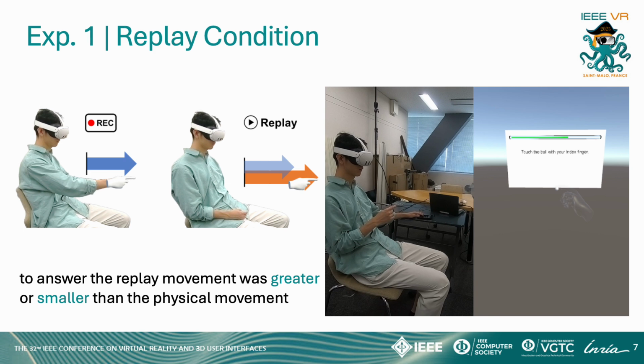In the replay condition, after participants performed each reaching movement, they viewed a replay of that movement which was scaled. Following the replay, they answered whether the replayed movement was greater or smaller than the physical movement.